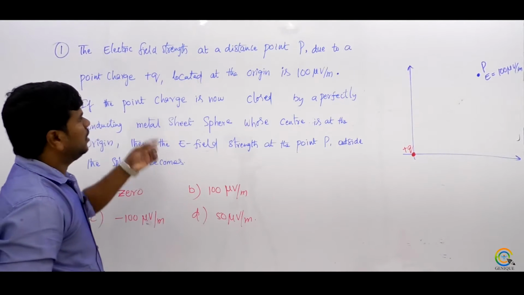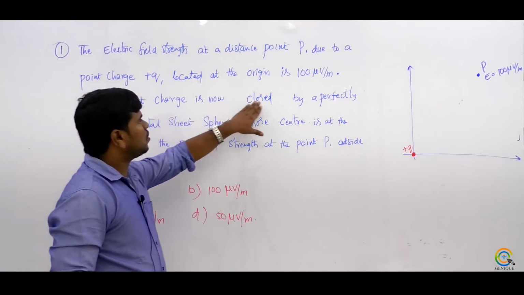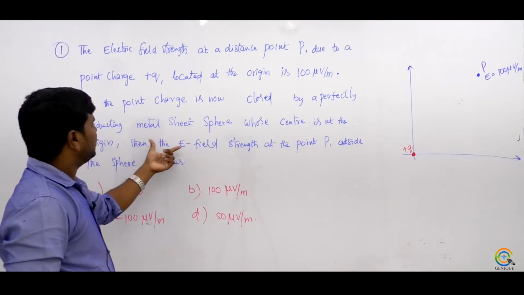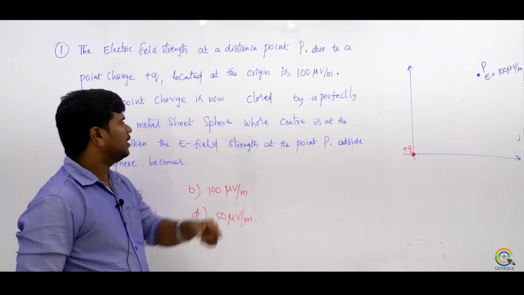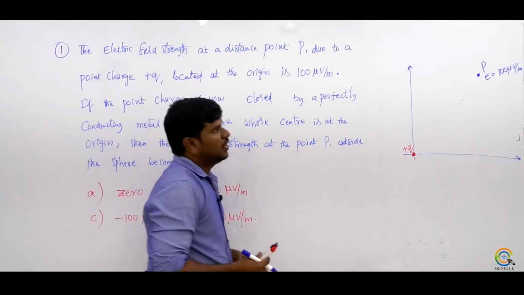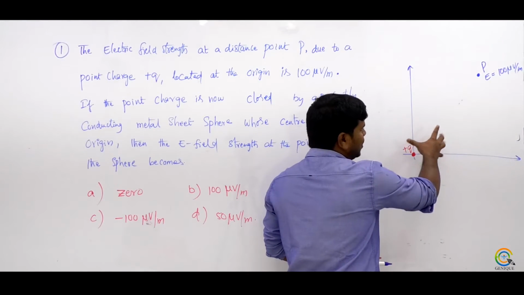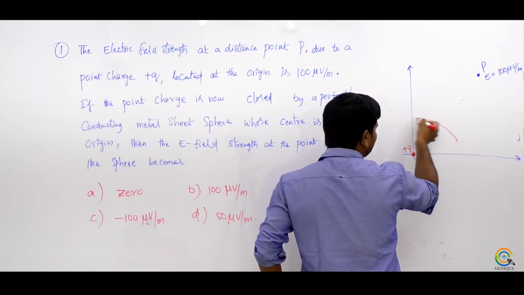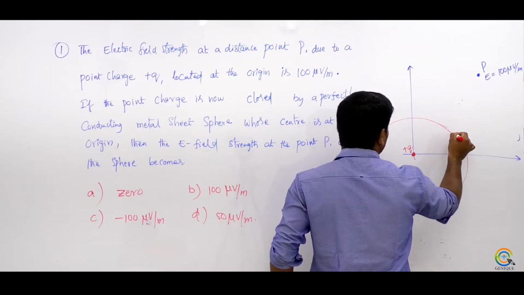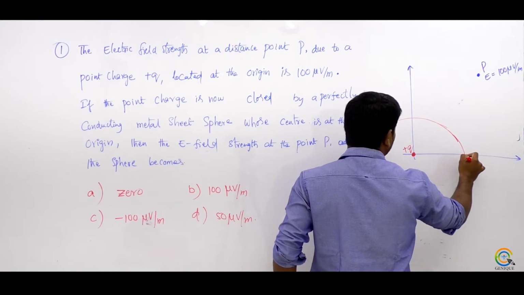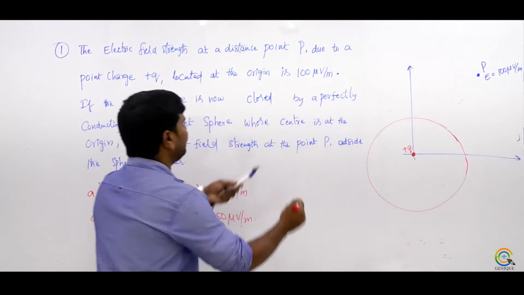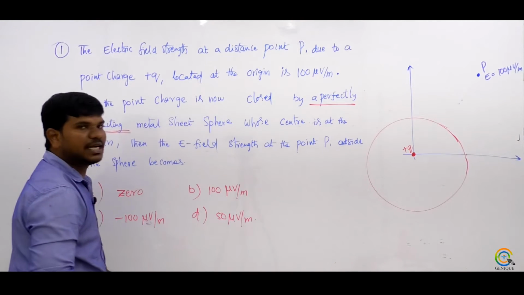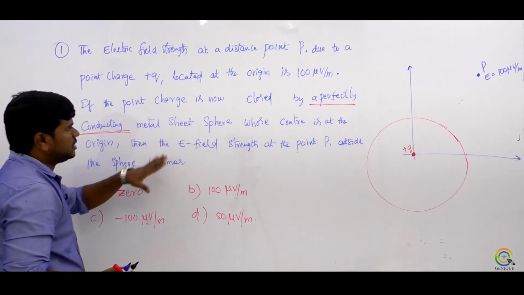Now what happened? Now the point charge is enclosed by a perfectly conducting metal sheet sphere whose center is at the origin, and we need the electric field strength at the point P outside the sphere. Which kind of metal sheet is it? It is a perfectly conducting metal sheet. It is important. Okay, so this is the question.